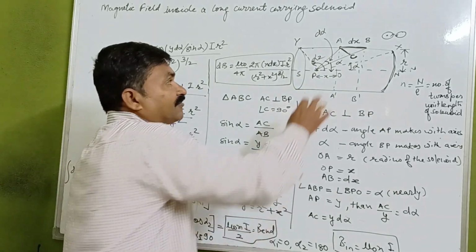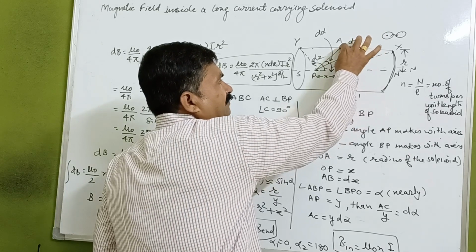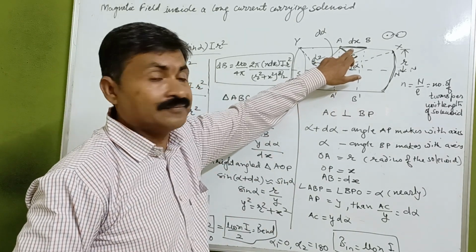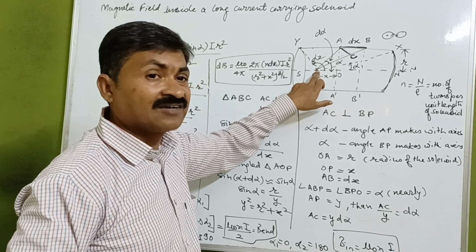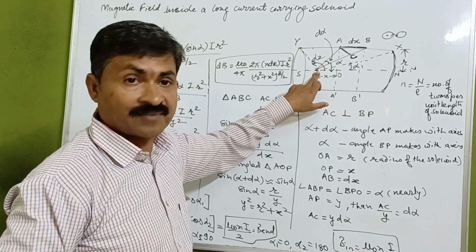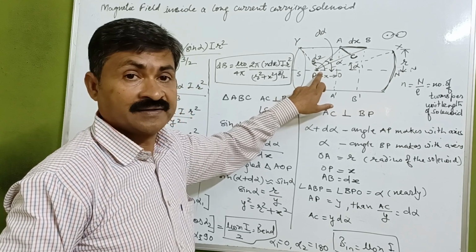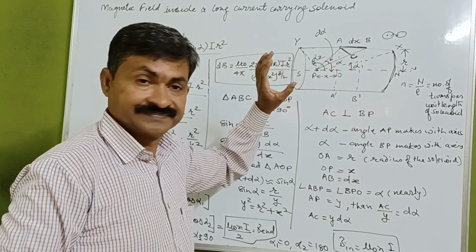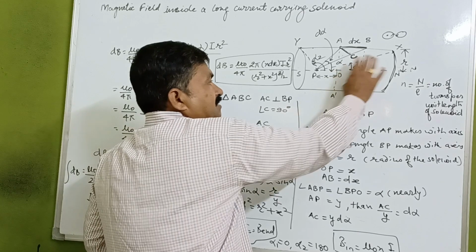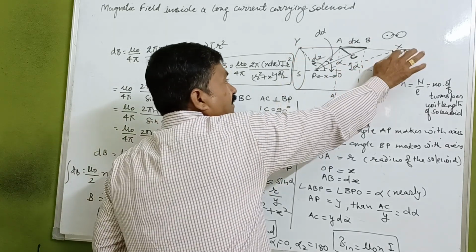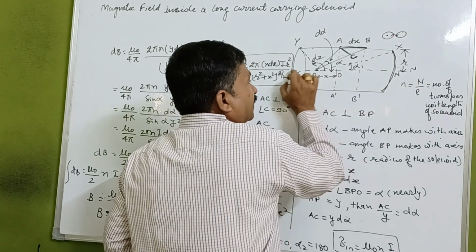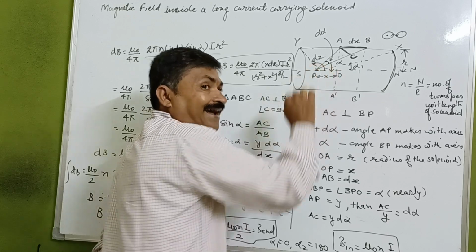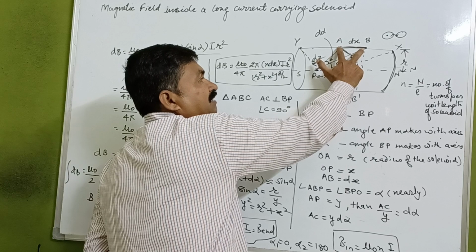We have taken AC which is perpendicular to BP. This dx is the current element. Because of this, we are going to determine the magnetic field at point P, and also at the ends and at the midpoint inside the magnet. So we have taken this x, this y, the solenoid length, and the radius r, and this is the axial point P where we want to know the magnetic field because of this dx current element.